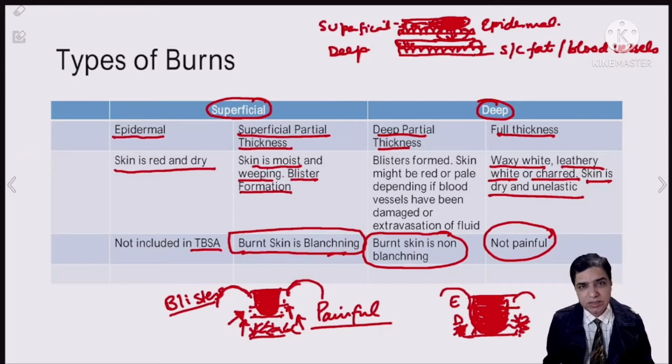Deep partial thickness burns can occur when the extent of injury is more. So if there has been more contact, like the time of contact was more, then it can lead to a deep partial thickness burn or full thickness burn. These are more common with electrical burns and so on. So this is how we can differentiate between these 4 types of burns.